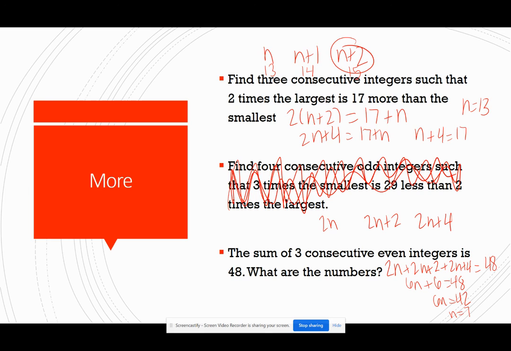And just looking at this, 7 is not an even integer. So I know, oh no, there's something else I have to do. Oh yes, I have to plug it back in. So 7 times 2 is 14, plus 2 is 16, plus 2 is 18. And if I add those up, I get 48. So I am good to go. So I could write 14, 16, 18, and put a nice circle or box around it.